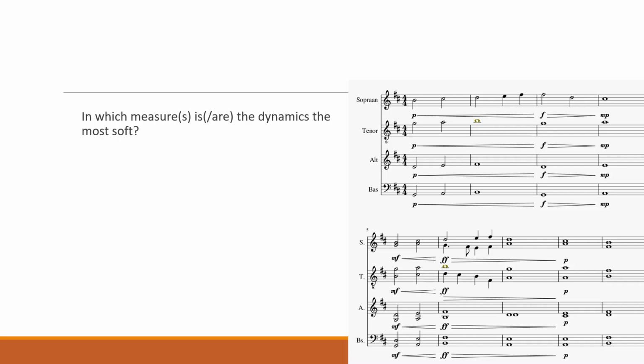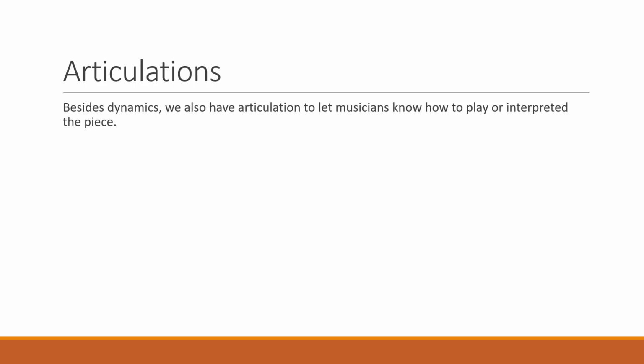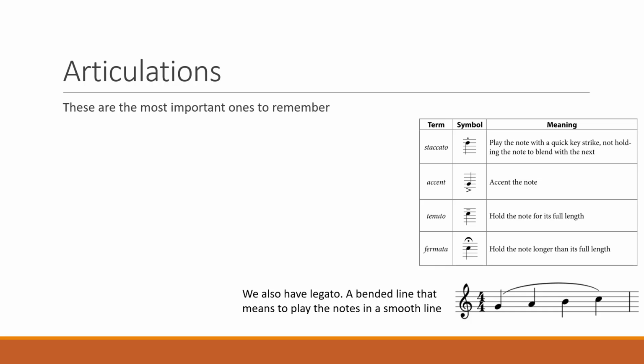So these were the dynamics. But we also have articulations, and this is to let the musician know how to play or interpret the piece. And there are also a few symbols for that as well. There are lots of them, but I want to go over the most basic ones, which are staccato, accents, tenuto, fermata, and legato.